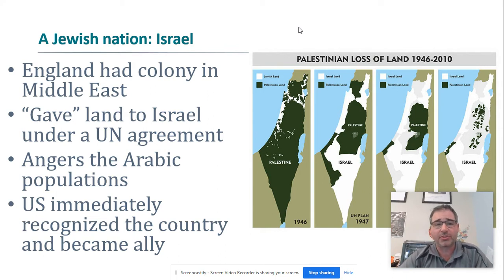Now, Israel is going to become a Jewish homeland in the Middle East, and biblically speaking, Israel is in its modern territory, where the modern country of Israel is. It has some biblical roots, but the Jewish population had been dispersed centuries ago and was called the diaspora. So they didn't have a homeland. So the United Nations agreed to, quote unquote, give land to Israel according to a United Nations agreement.